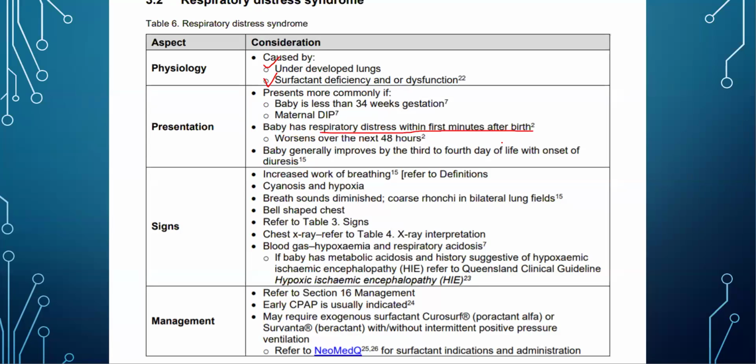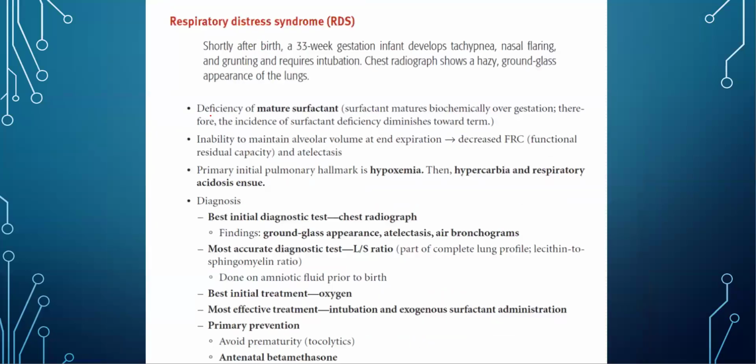The baby will have respiratory distress within the first minute after birth, and gradually it will get worse over the next 48 hours. The main cause is deficiency of mature surfactant, and the primary problem is hypoxemia, because the child is not able to take a good breath. If a child has increasing respiratory distress, with tachypnea, increased respiratory rate, cyanosis, hypoxia, and you know that it's a premature baby, then you think of RDS or hyaline membrane disease. What will you do? Your initial test will be chest X-ray.